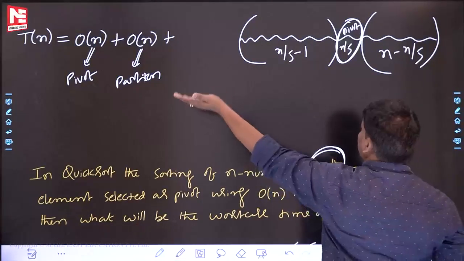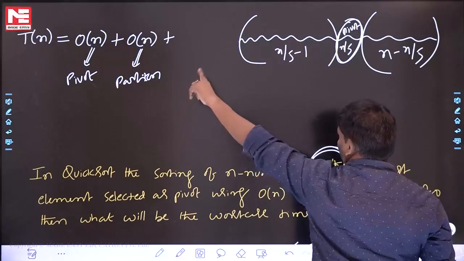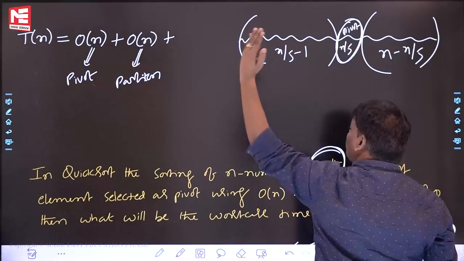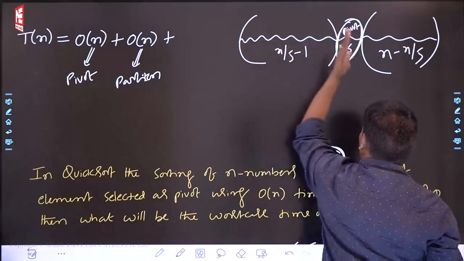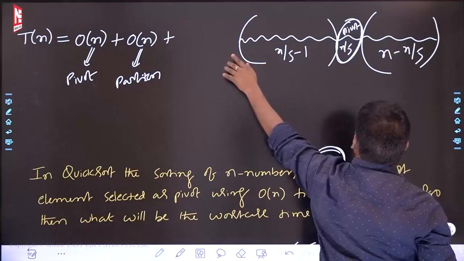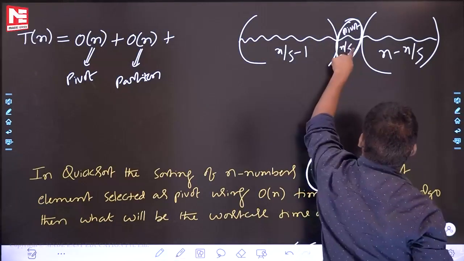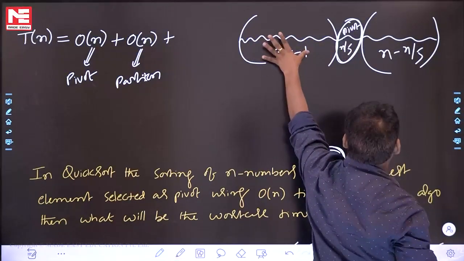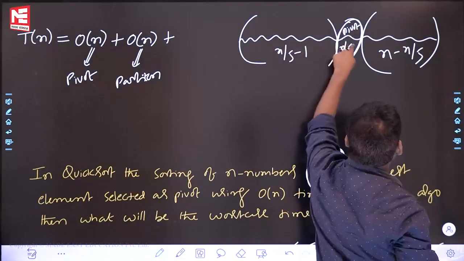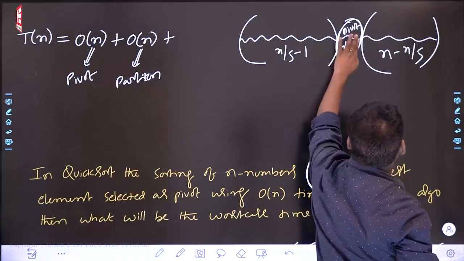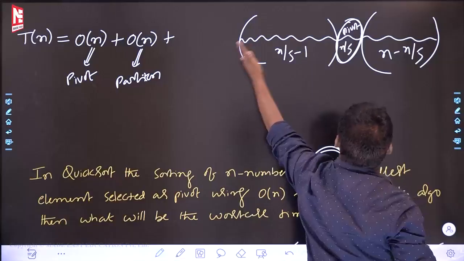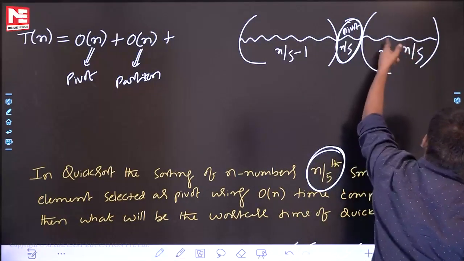You selected the n by 5th smallest element as the pivot by taking order of n time. Afterwards you applied the partition algorithm. It will go to the n by 5 place. The left-hand side, from here to here, is n by 5, so the left is going to be n by 5 minus 1, one less, because that count includes the pivot. Next, from here to here the remaining is n minus n by 5.